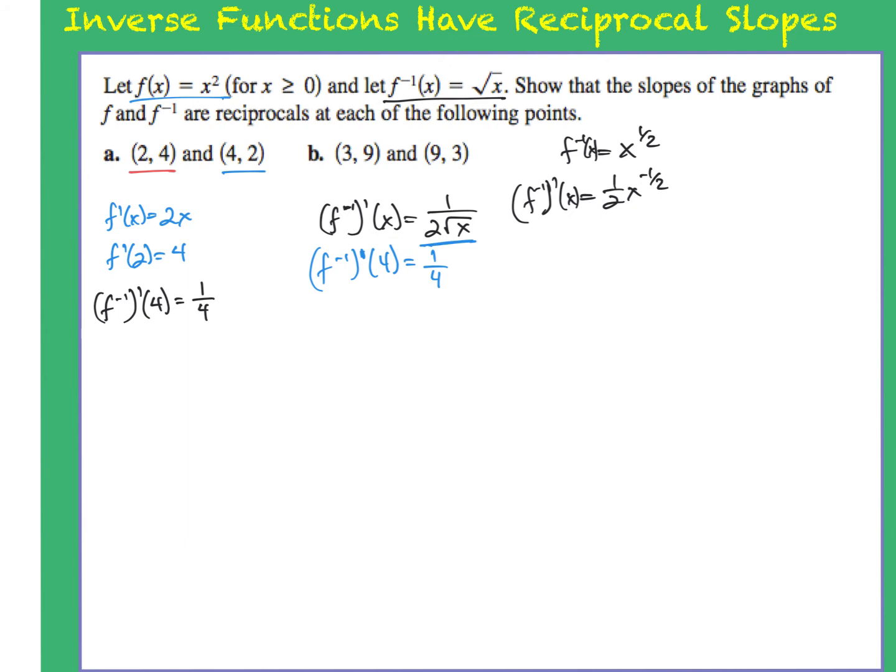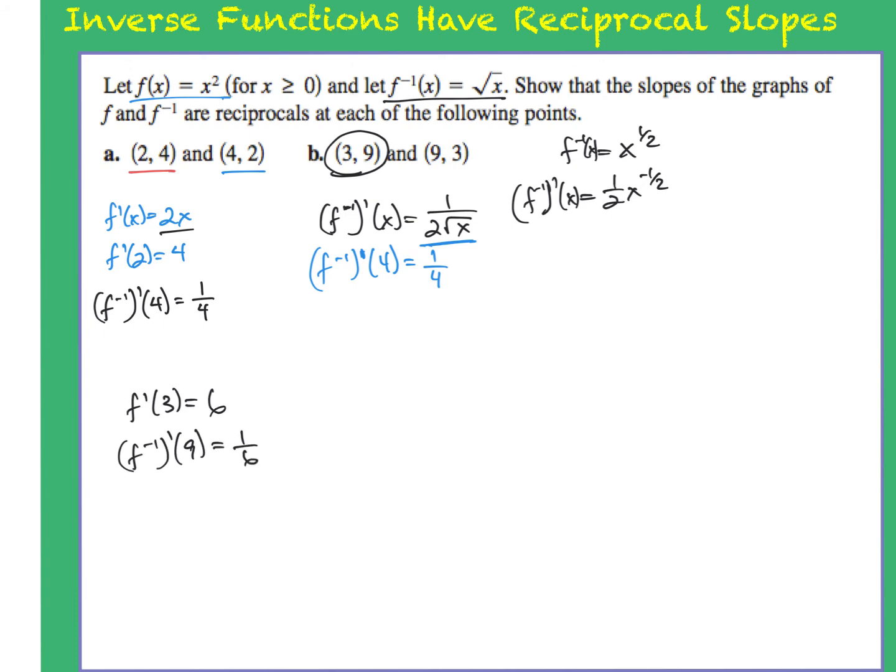Now, did I actually need that inverse function at all? I didn't. All right. And I want to prove part B now. So if I have the ordered pair (3, 9), what do I know f prime at 3 would be? 2 times 3 is 6, right? So knowing that, and I know my ordered pair is (3, 9), f inverse prime at 9 is equal to 1/6.